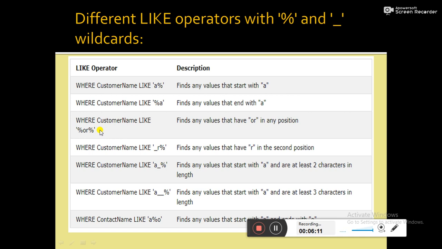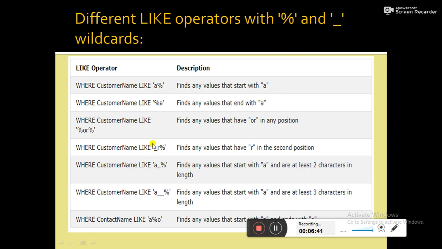Next, find the names of the customers that have the character R in the second position of their name. That means you have to select only those customer names whose second character is R. R should be the second character. The first character may be anything. To represent a single character we have to use the underscore sign.